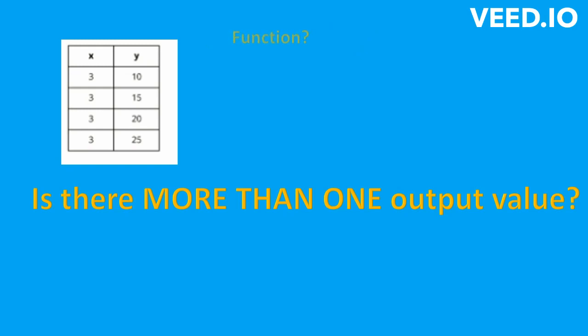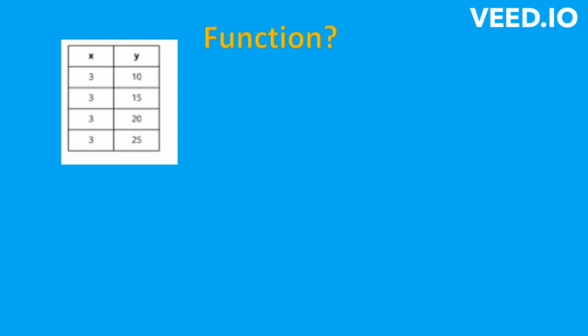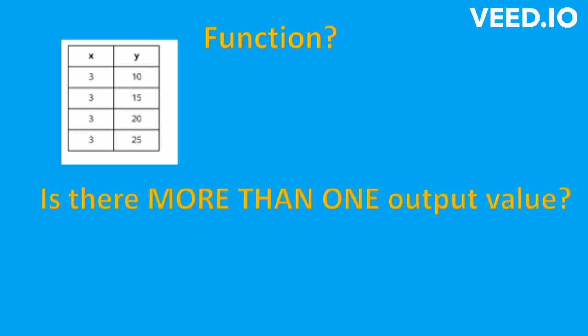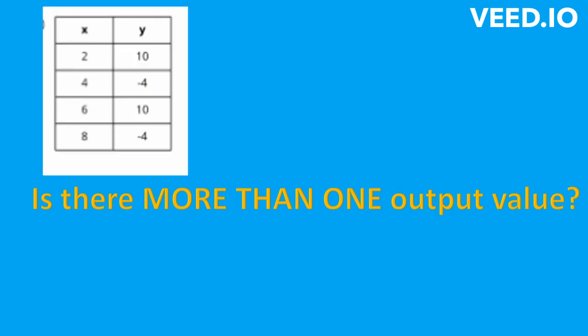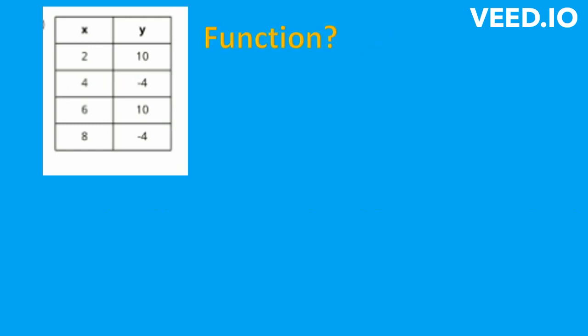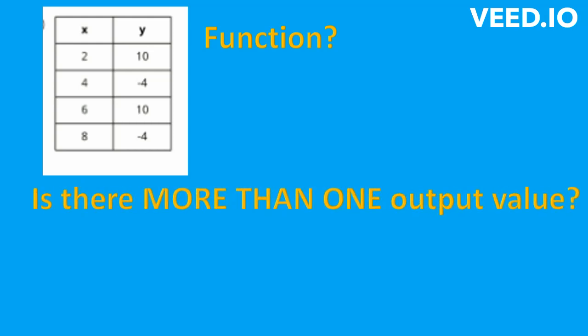So we have another data set here. Is this a function? Is there only one output value for each input value? We have multiple outputs. So this is not a function. We have another data mapping here. Is this a function? For each input, there is only one output.